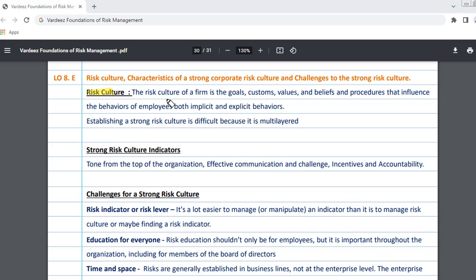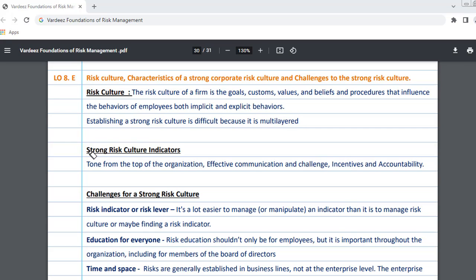What are the goals of the firm? What are their values? What are their beliefs? How do the staff in a firm think about or manage risk within the organization? All these things influence the behavior of employees, both in implicit as well as explicit ways. So that's what we define as risk culture. Now, establishing a strong risk culture is difficult because it is multi-layered. People come from different backgrounds, they have their own risk mindset, and these are driven by their own personalities, their personal experiences and so on. So that is why it is important to establish a strong risk culture, but it's quite difficult.